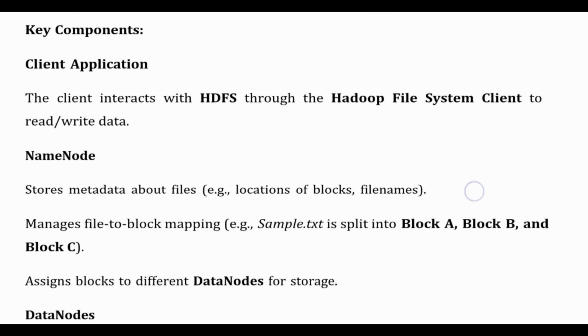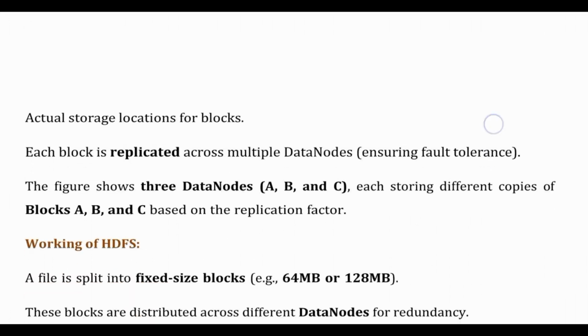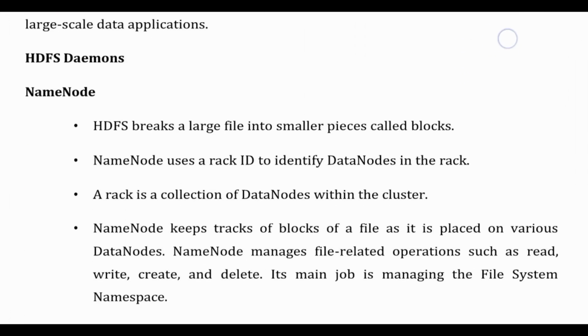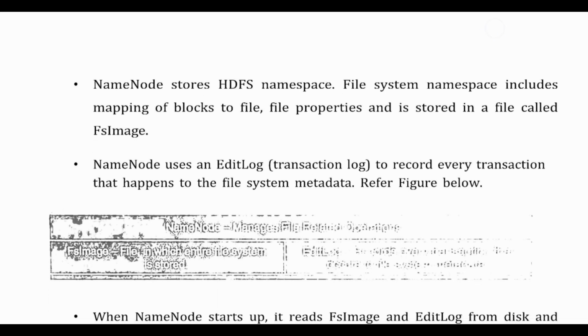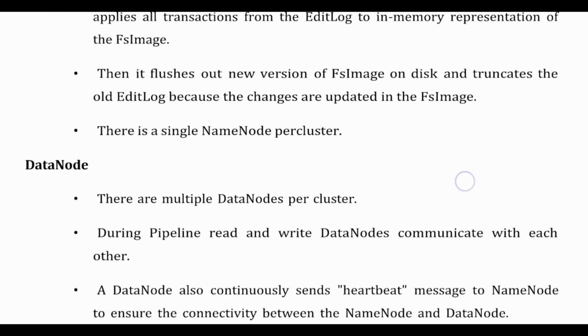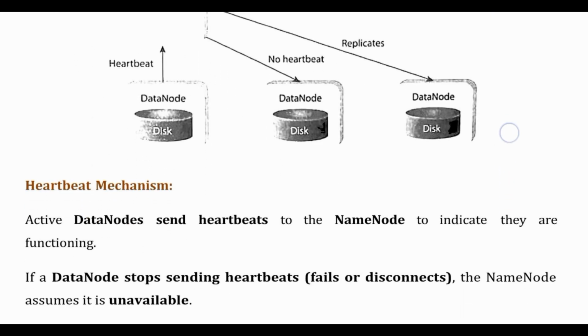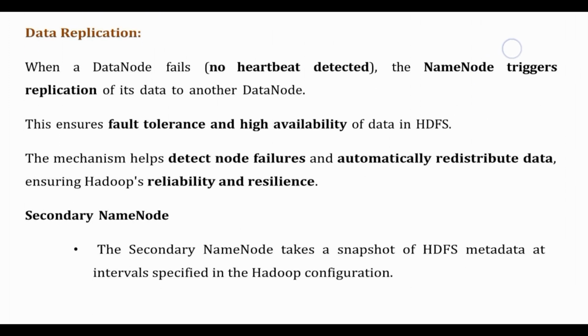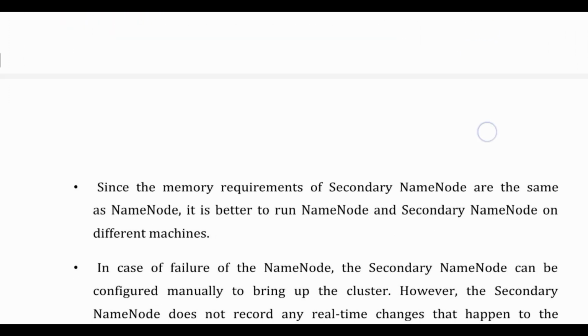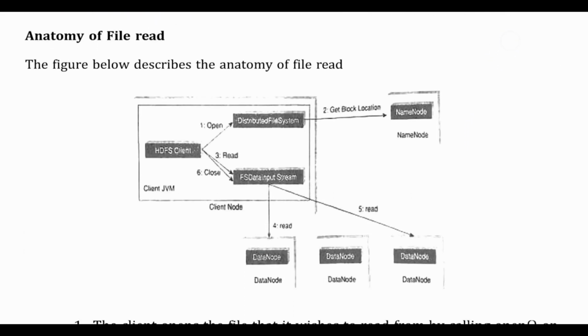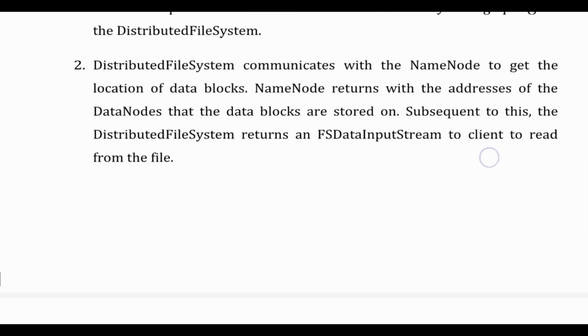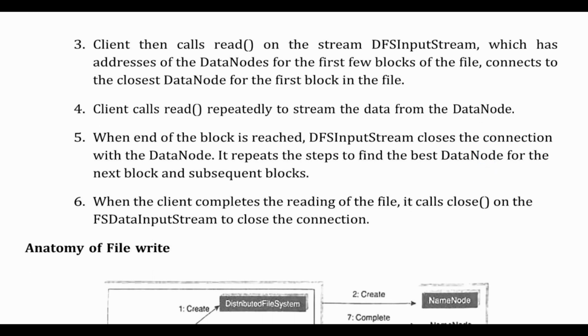Difference between RDBMS and Hadoop. Data type: RDBMS structured, Hadoop any type. Scalability: RDBMS vertical scaling, Hadoop horizontal scaling. Cost: RDBMS expensive hardware, Hadoop commodity hardware. Fault tolerance: RDBMS limited, Hadoop built-in replication.